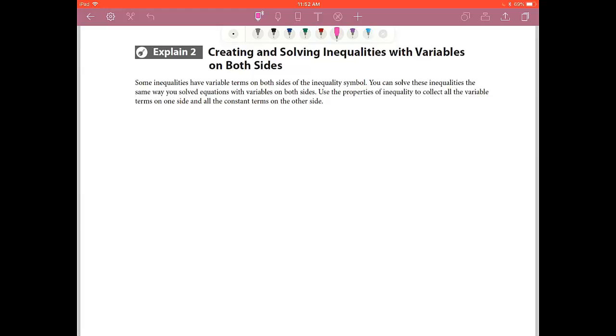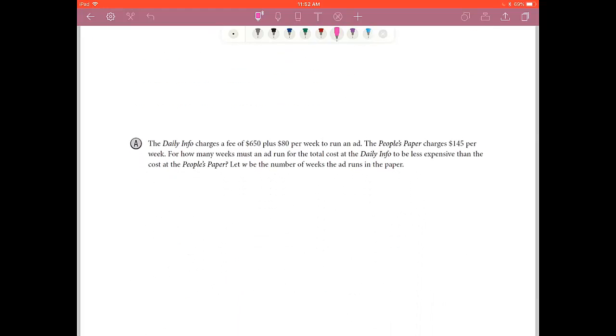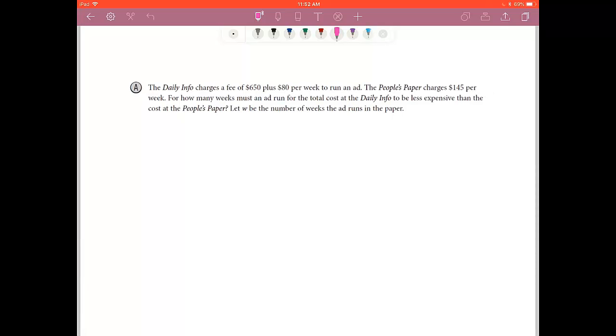Sometimes inequalities have variable terms on both sides of the inequality symbol. So we're going to look at some real world models in which we'll be faced with variables on both sides. The Daily Info charges a fee of $650 plus $80 per week to run an ad.